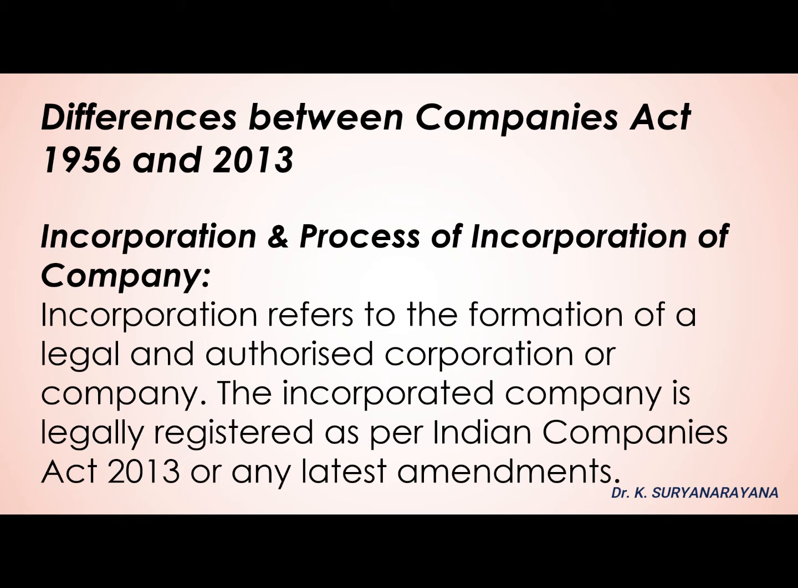subsection 2. Distribution of shares. Section 79 of the 1956 Act allowed shares to be distributed at a discount. Section 53 of the 2013 Act does not allow the distribution of shares at a discount. Section 54 allows the issue of employee stock ownership plan at a discount to the employees.